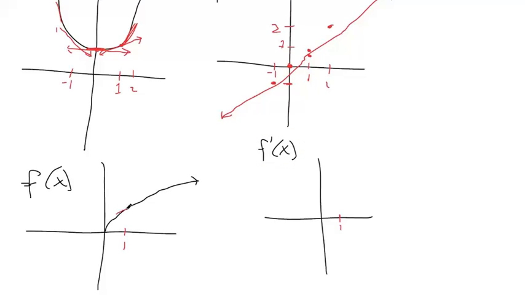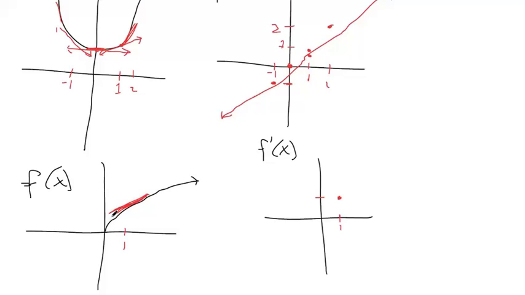So what's the instantaneous rate of change at x equals 1? It's a guess because we're just estimating from a graph, but it looks like it's rising 1, running to the right 1, rising 1, running to the right 1. So the slope of the tangent line appears to be 1.